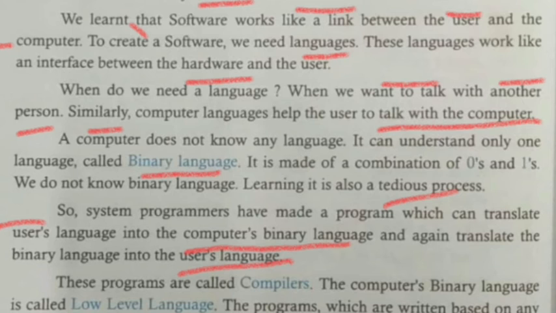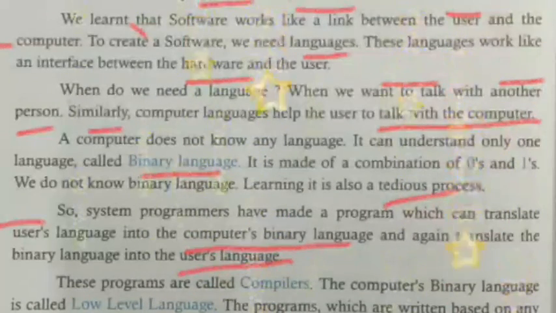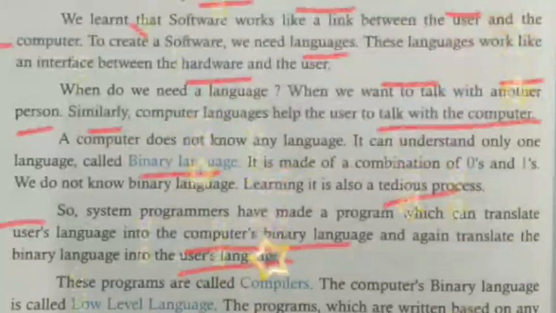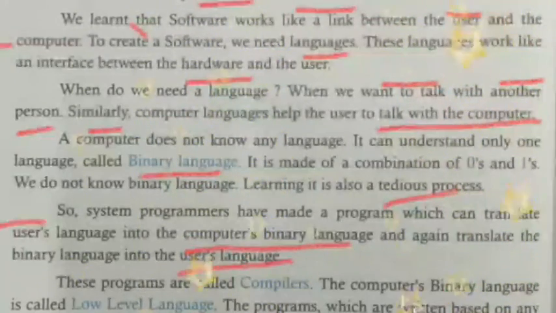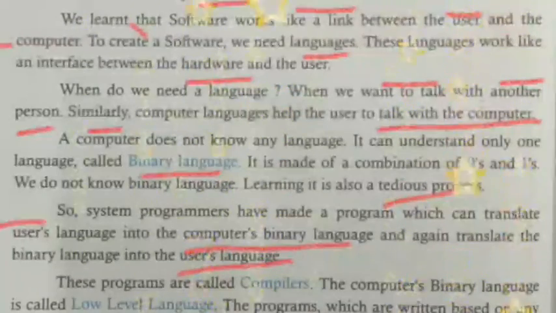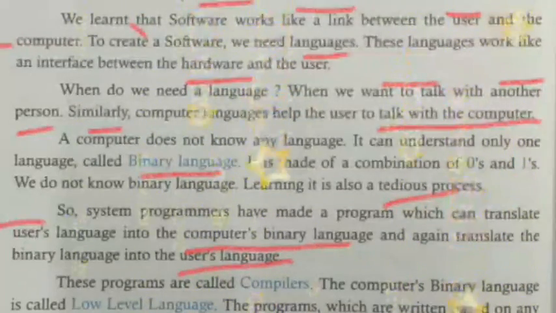So that is a very high level language. These programs are called compilers. What is the name of this program? The program the programmers made is known as a compiler. So the compiler is the basic unit which translates our language into binary language. The computer's binary language is also called low level language. That binary language is also known as low level language.